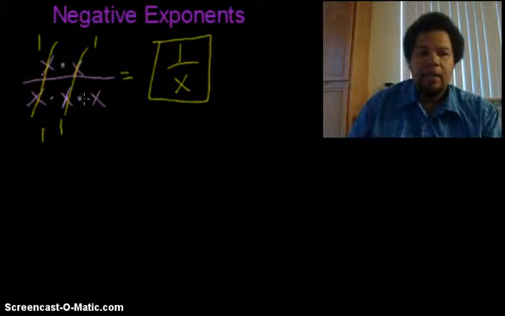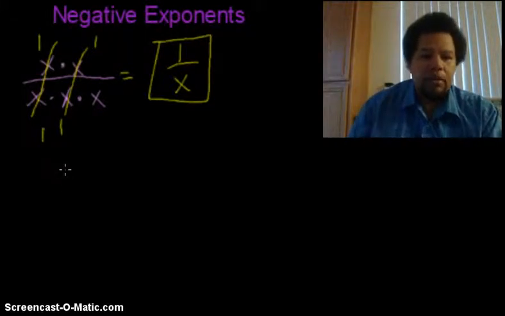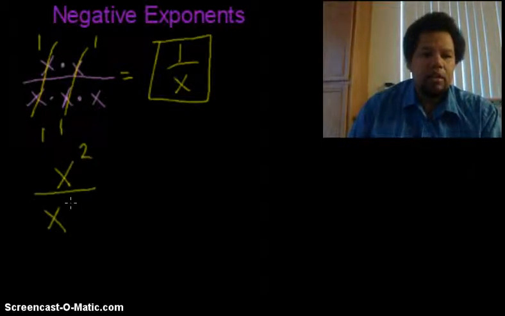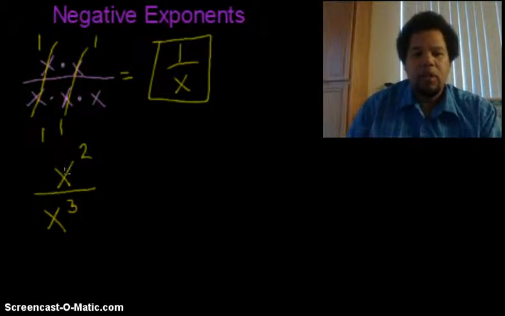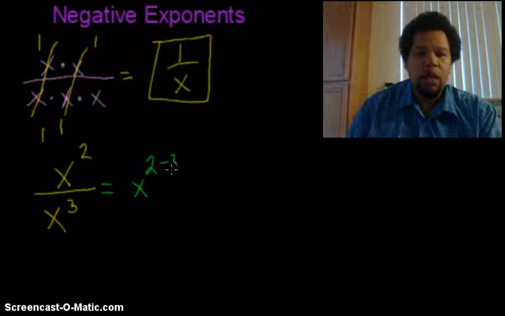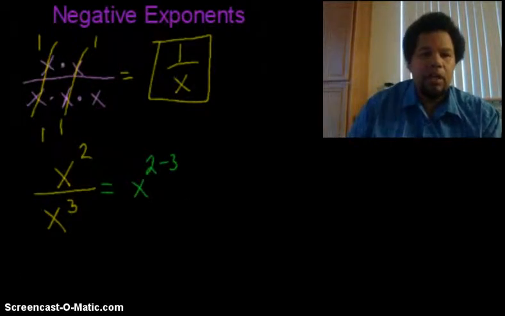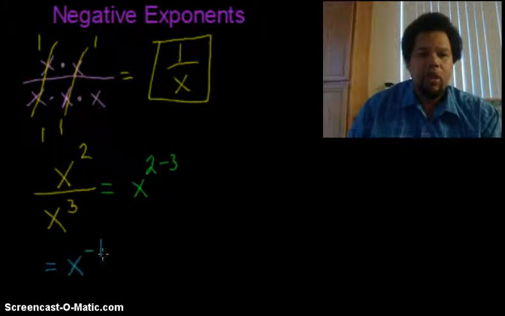But now if I take the same problem and use powers to represent this, then it looks like this. We have x to the second power over x to the third power. And if you recall, to simplify this, this is a quotient of powers, we would keep our base and subtract the exponents. But this time, look what happens. We have a 2 minus 3, which equals x to the negative 1.